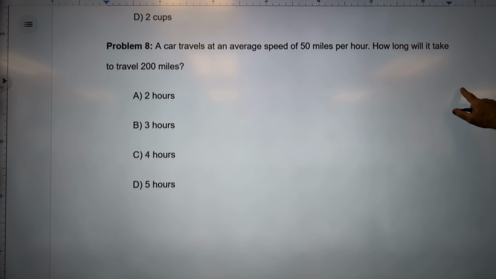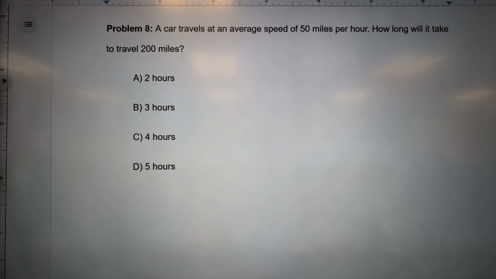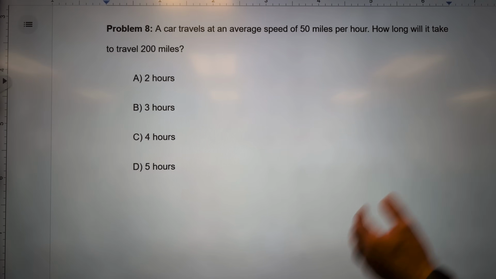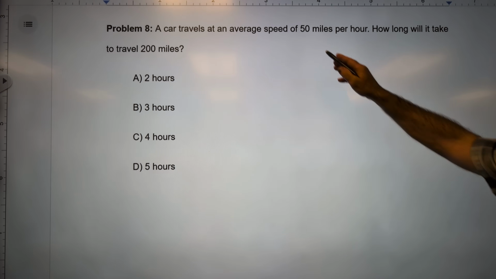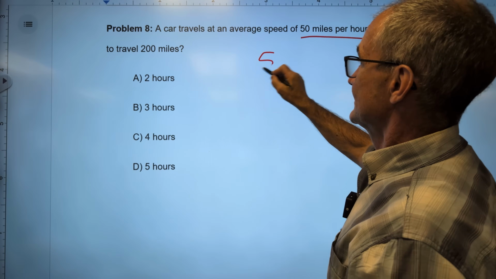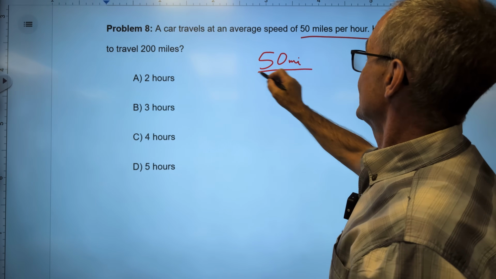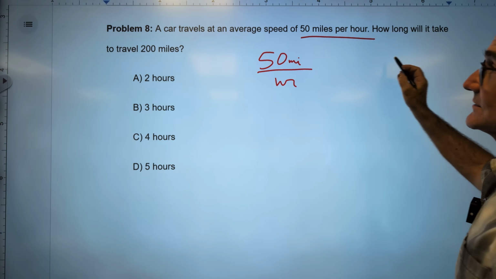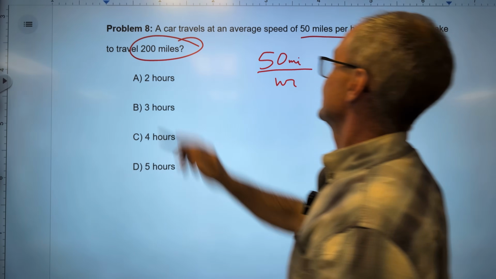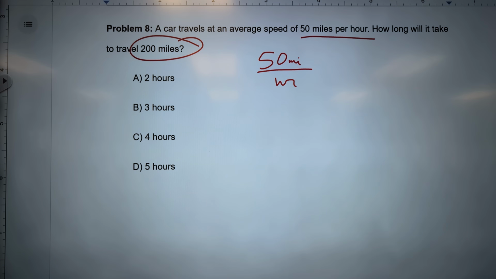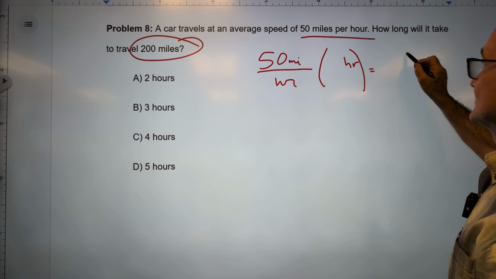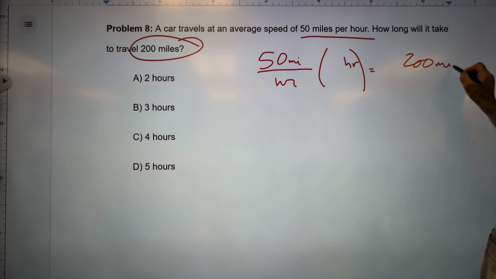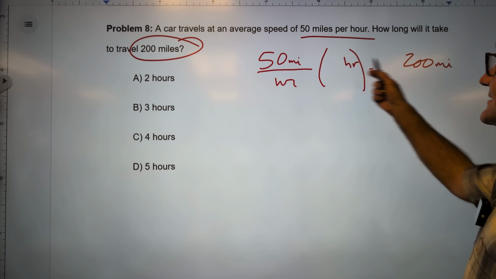You can see there's a lot of similarities in these problems. So hopefully on number 8 here, you're just reading this and you're saying, oh, another rate problem. So I'm going to have 50 miles per hour. How long will it take to travel 200 miles? So I want to know how many hours to equal 200 miles. So I've identified I need the number of hours. Hours and hours will cancel to give me miles.